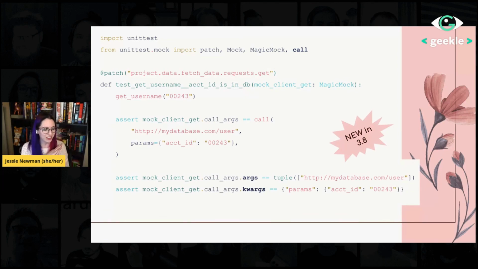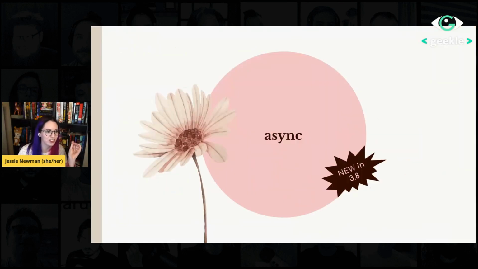Also new in Python 3.8, we have the ability to access the args and kwargs directly. This is great because you used to really have to wrap it in a call or index into it. And honestly, the syntax looked really gross and was really hard to remember. It just looked bad. So this looks a lot nicer. You can access the kwargs and args attributes on call_args and assert against them directly without having to create this call wrapper. I'm very happy with this introduction.